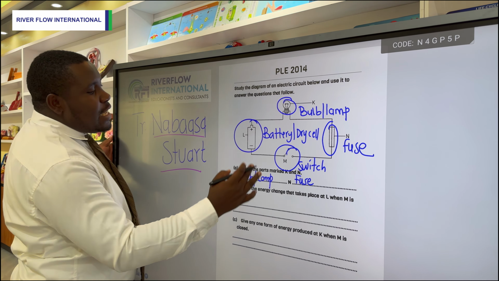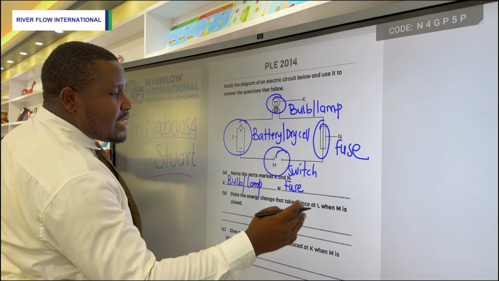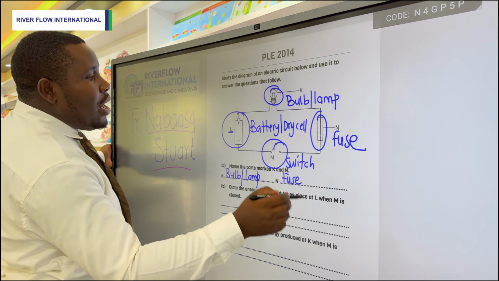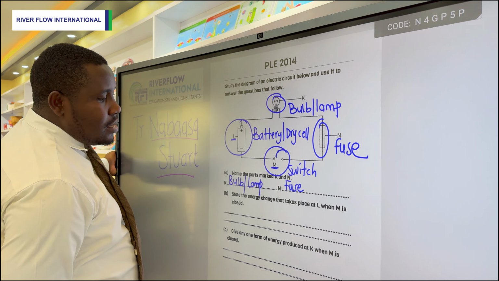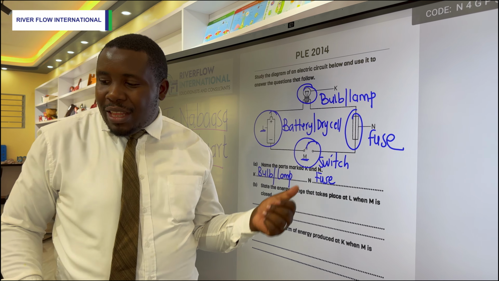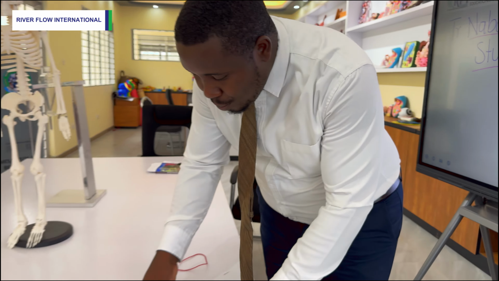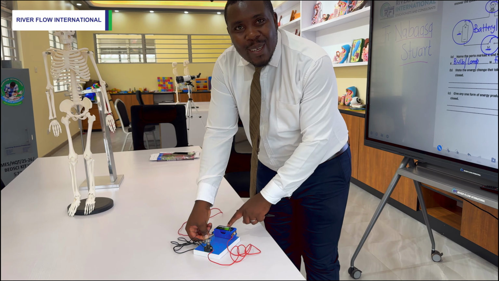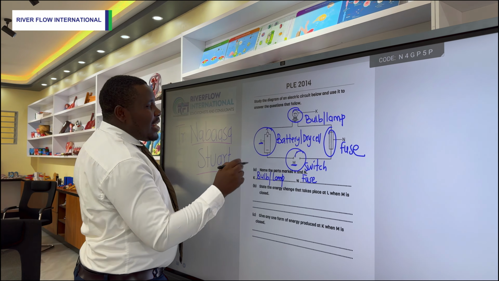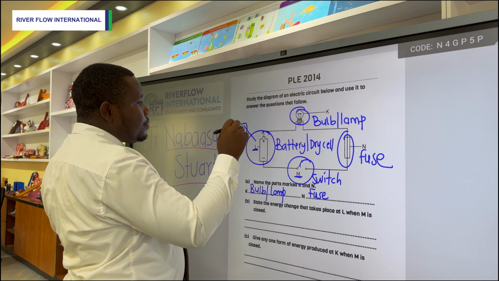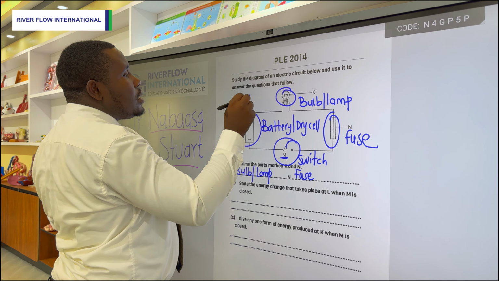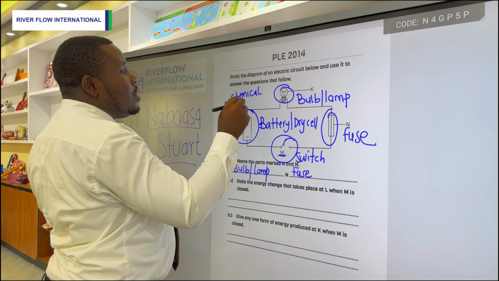State the energy change that takes place at L when M is closed. Where is L? This is L, at the dry cell. And M is the switch, is closed. In other words, they are trying to say, when you complete the circuit like here, what happens here? Remember, this dry cell stores chemical energy.